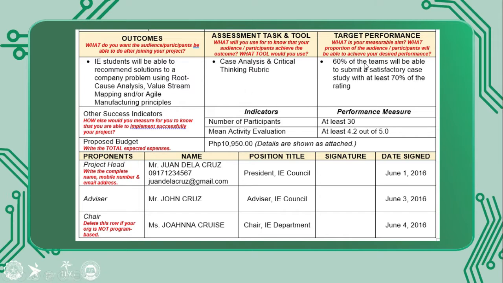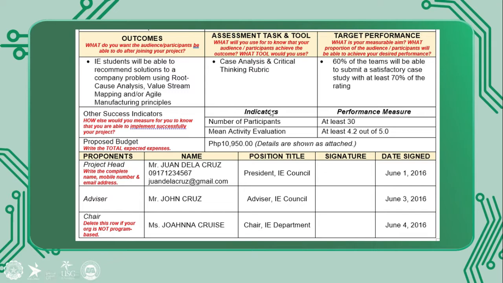So by that, you can say that your program is a success because 60% of the teams got quality output. So it's not just about them being able to submit, but it's also them producing quality output for that event or workshop. Then you also have to highlight other success indicators. So how else would you measure for you to know that you're able to implement successfully your project?